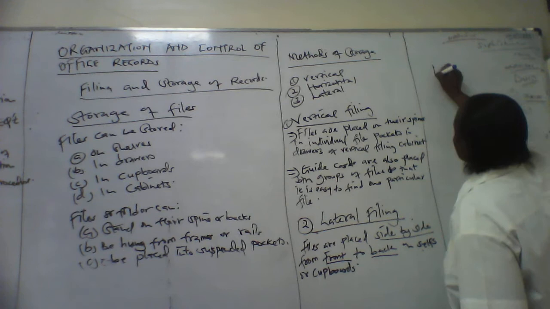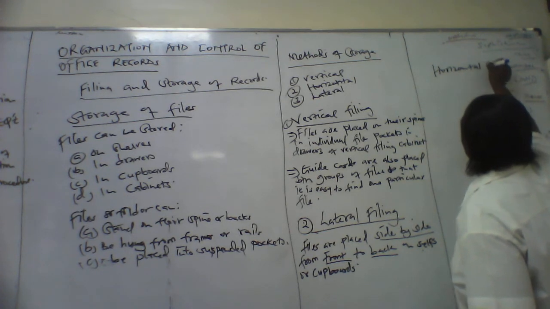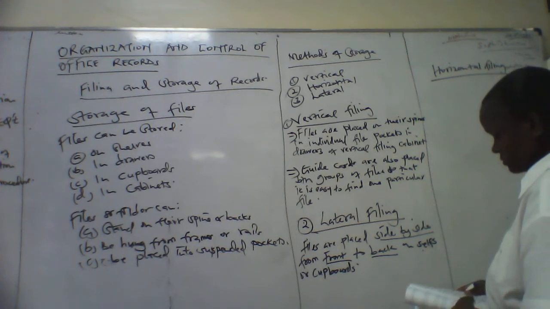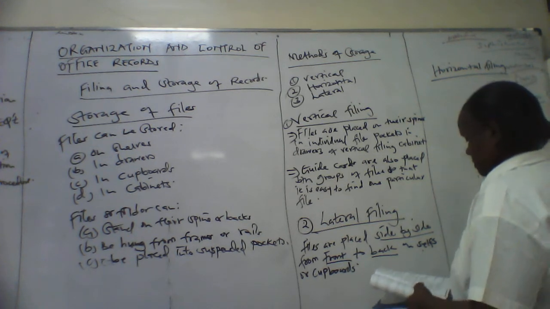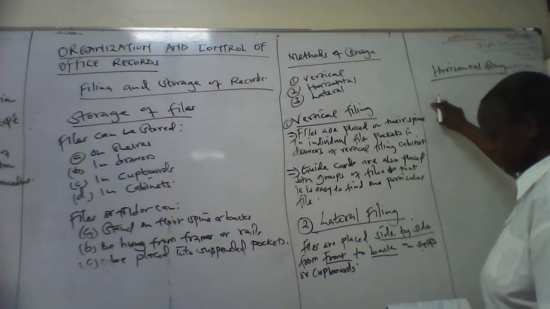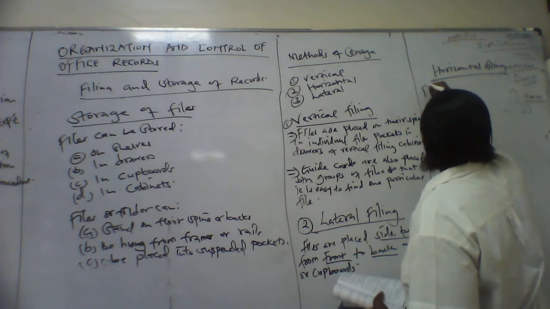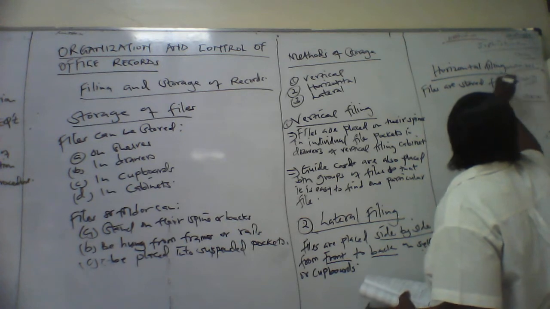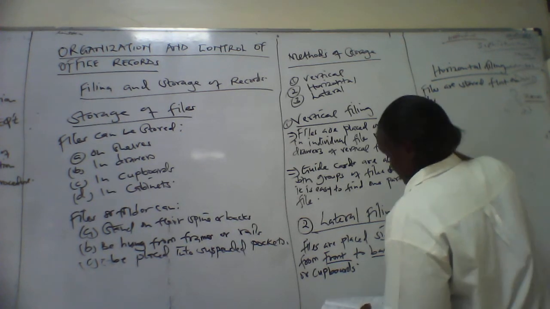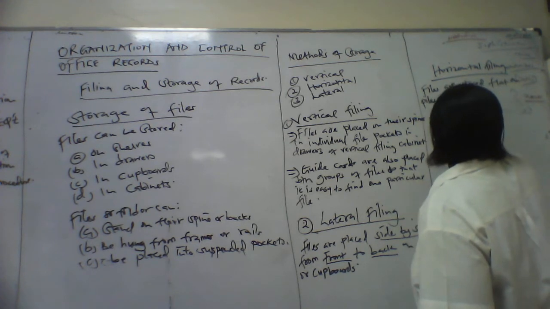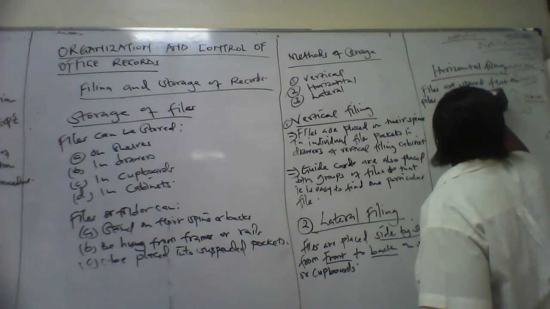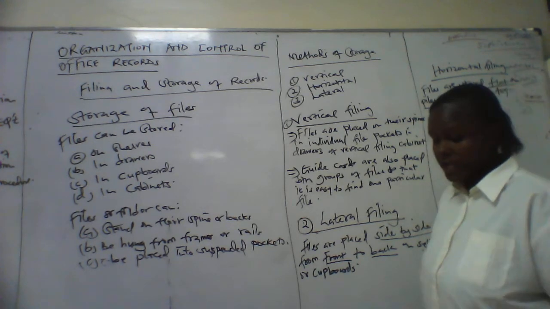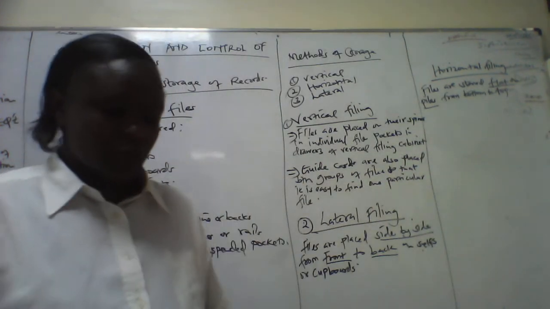Let us look at the horizontal. So horizontal, the files are stored flat on piles. Piles are groups of files. The files are stored in piles from bottom to top. That is horizontal.